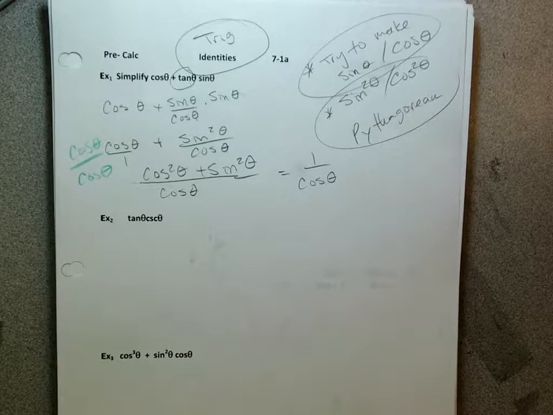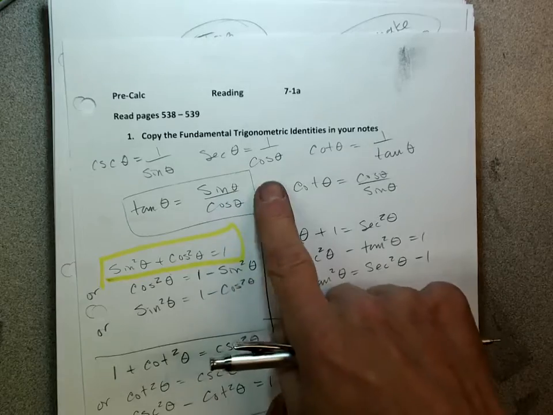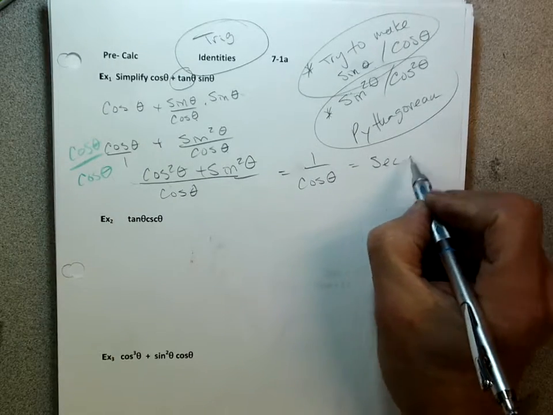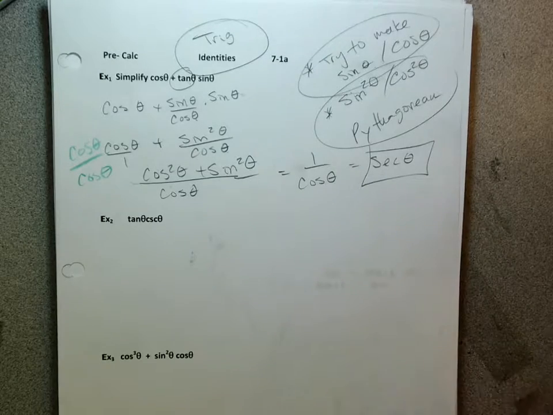That's simplified quite a bit. But there's something more I can do. Exactly, 1 over cosine. 1 over cosine is secant. So all of this simplified all the way down to secant of theta. Nice job. That's exactly right.